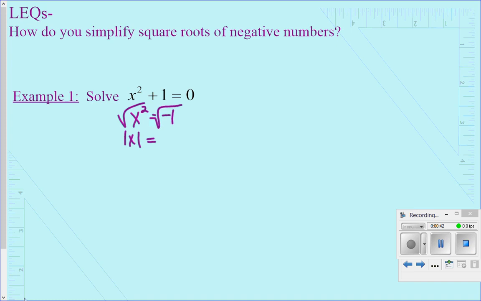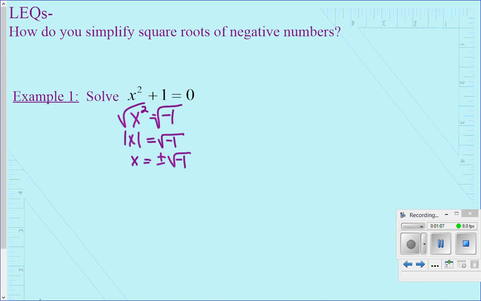On the right, you've been told all through your math classes in the past you can't do that, or it's not real, or something like that. Today we're going to talk about how to simplify that. For right now, I'm just going to leave it as the square root of -1. So then x is equal to plus or minus, and again we'll leave that for right now as the square root of -1.